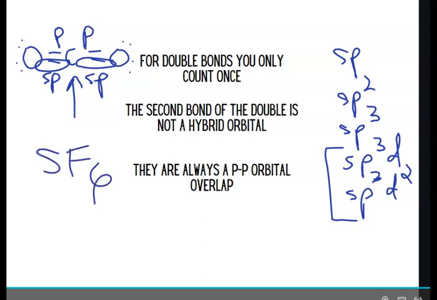SF6. If you're asked to draw this particular molecule, you end up with the octahedron shape. And as far as the hybridization for the 6 orbitals for sulfur, they're each going to be sp3d2. So 6 of those overlapping with the p from the 6 Fs.